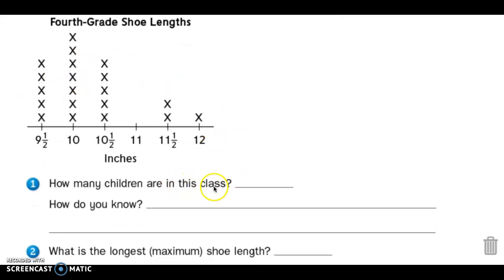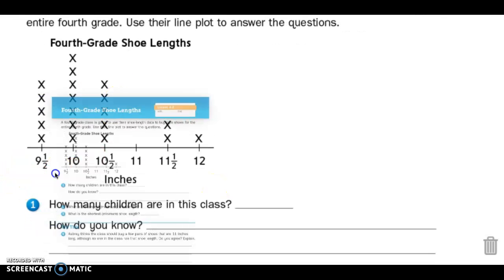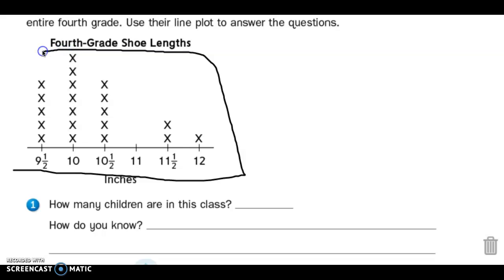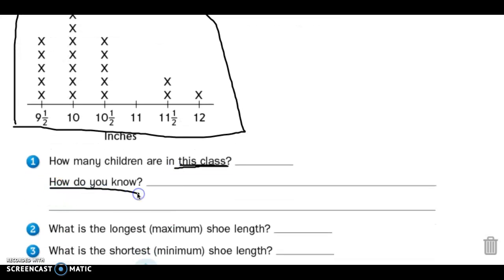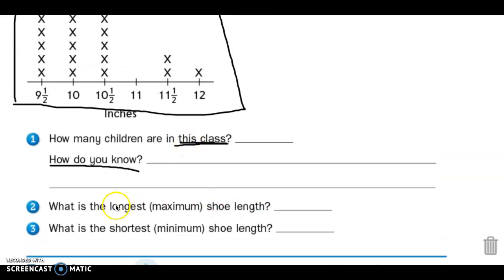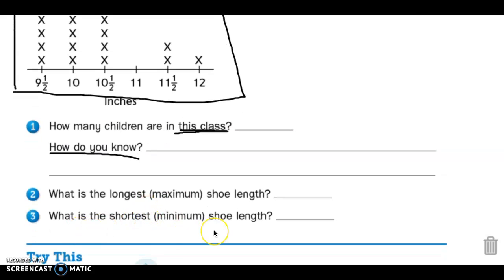It says how many children are in the class? How many children are in the class? Oops, I need my pen tool. This is the shoe length of their whole class. Each X equals 1 child. How many are in this class all together? And then how do you know? Explain how you got your answer right here. What is the longest, the maximum shoe length? So what's the biggest shoe length? And what's the shortest shoe length?